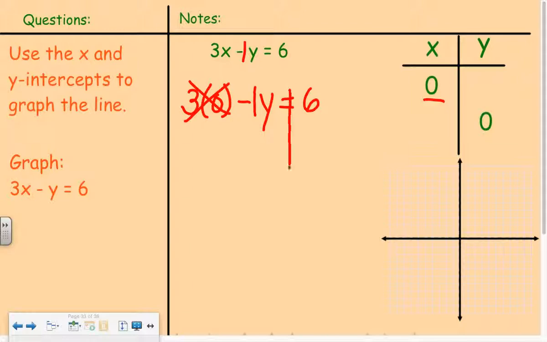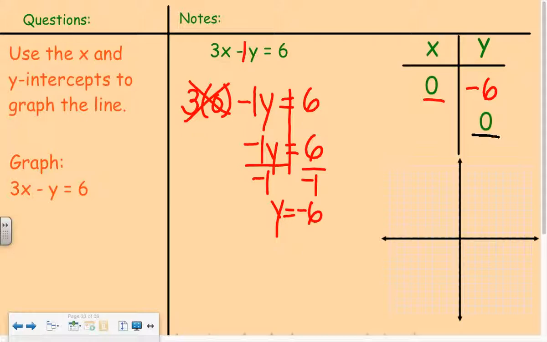So 3 times 0 is 0. Bring down the negative 1 and the 6. So now we have to divide both sides by negative 1. So it's not going to be 6, it's going to be negative 6. So that's why we had to make sure that we know that our y is negative.